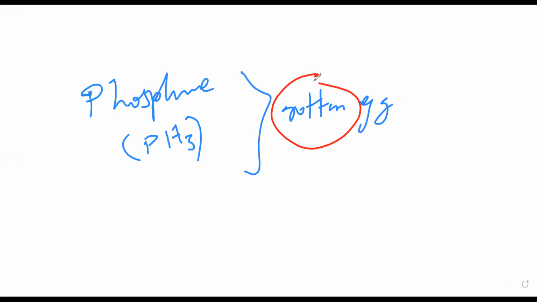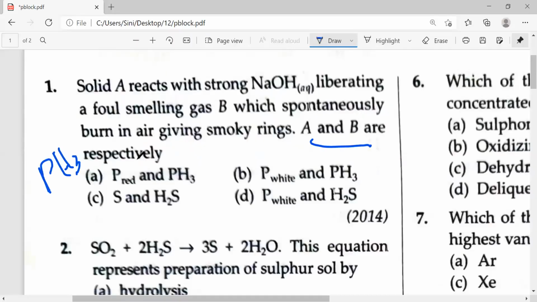Yes. Now the question is not about phosphine, but see the question. Solid A reacts with NaOH, liberating foul-smelling gas B. So gas B is phosphine. You got the point. So we can directly eliminate option C and option D. Then it can be either option A or option B: P red and P4.